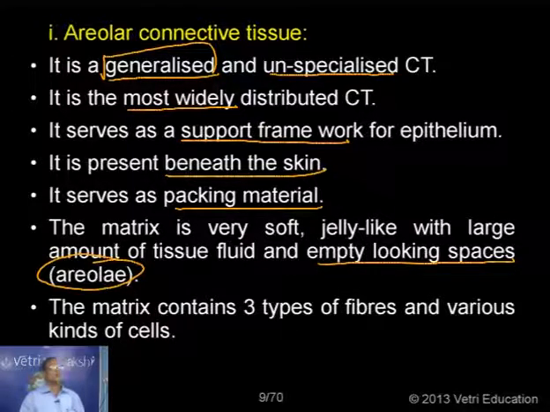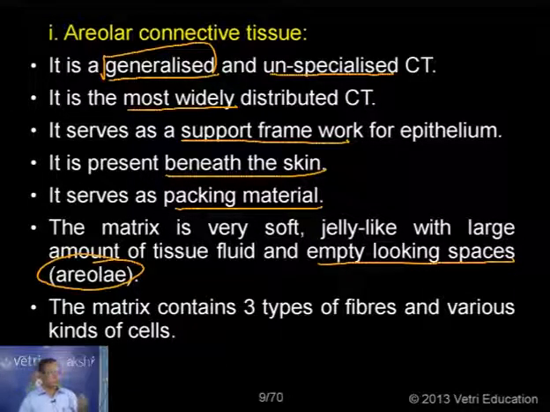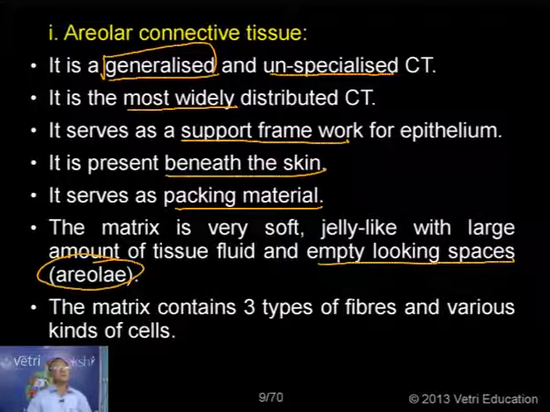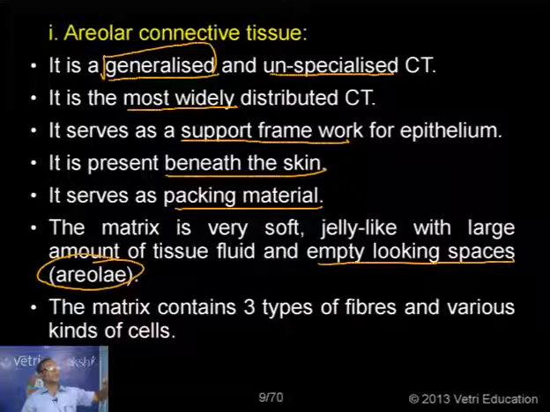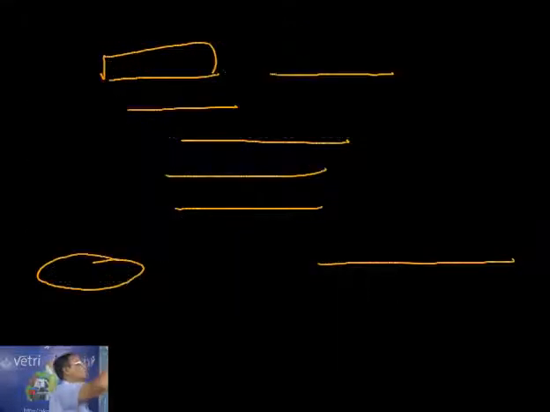Now what are the components in the areolar connective tissue? As I mentioned, we have 3 different types of fibers and different types of cells. The cells may be, for example, adipocytes, histiocytes or macrophages. We have plasma cells, fibroblasts or mast cells. We'll see one by one what types of fibers and what types of cells are normally found in any connective tissue or in areolar connective tissue. So this is a generalized one.